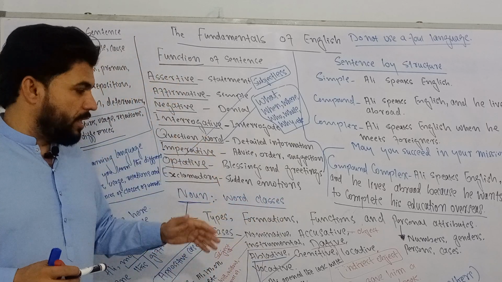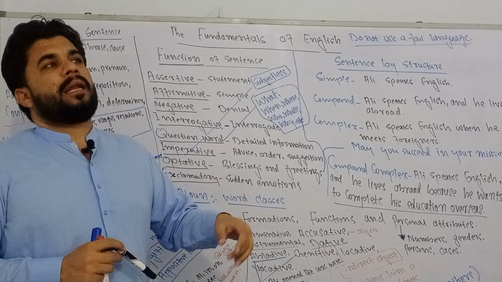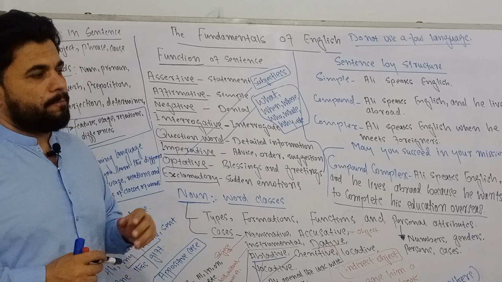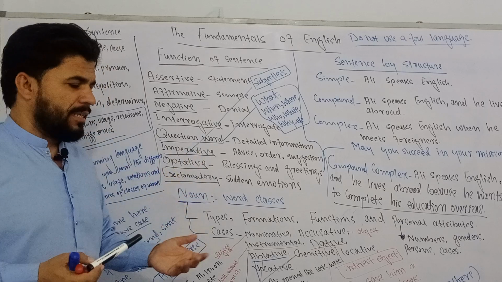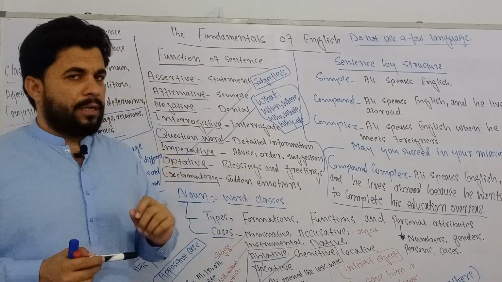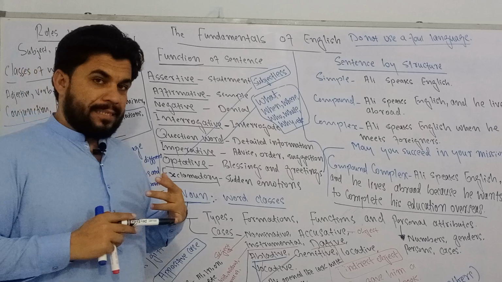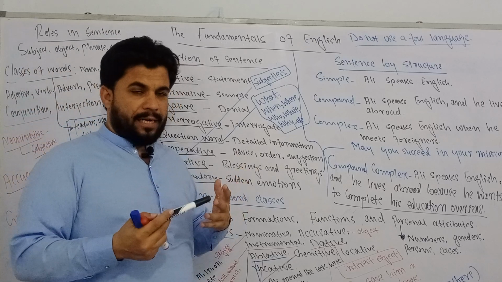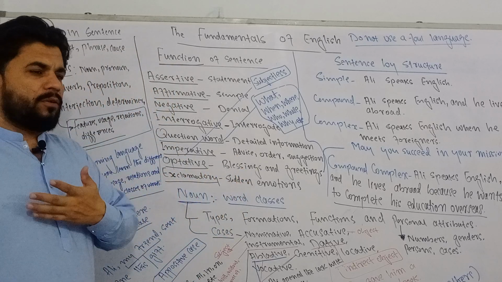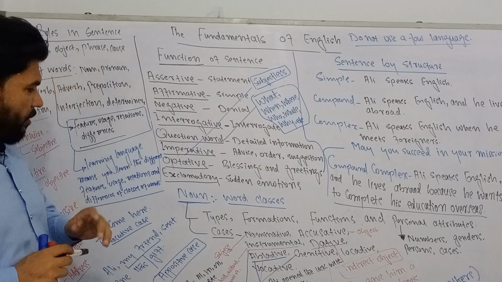But if I change it into the dative case, it would be "I give Ali a book." Now in this case, or we can use it in this way, "Asif gives Ali a book." Now Asif is in the nominative case, Ali is in the dative case because it is an indirect object, and then you have the book, which is the direct object. Alright, so I hope it makes sense.